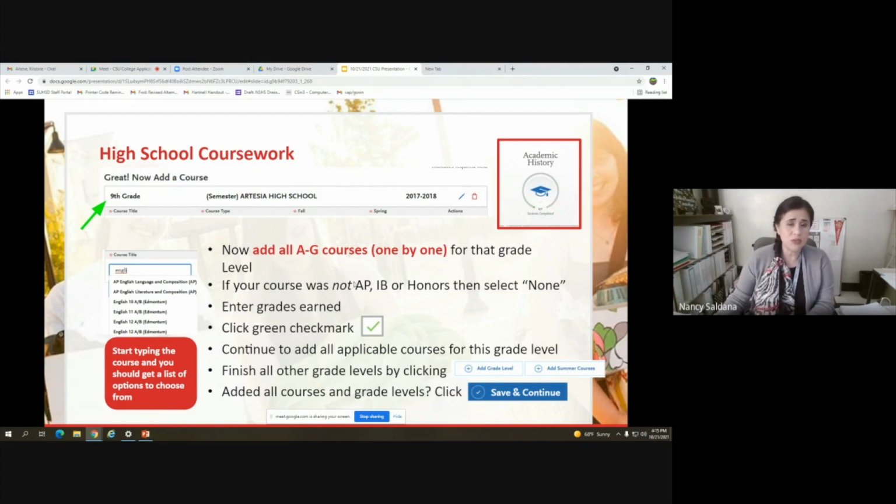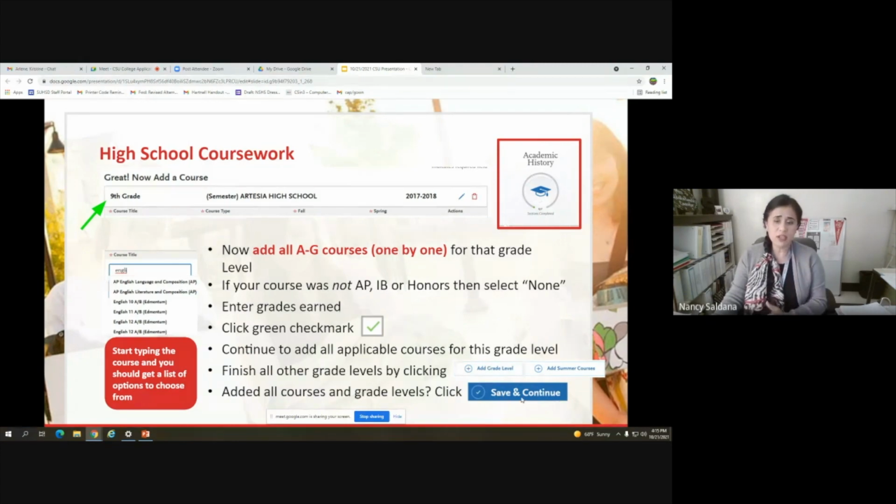If your course was not an AB, IB, or honors course, then you're going to select none. You're going to enter your grades for first semester, and first semester is going to be fall. You're going to enter your second semester, and that's going to be spring. Continue to add all of the courses for this grade level, and then once you're done, go ahead and click on the green check mark. Save and continue.